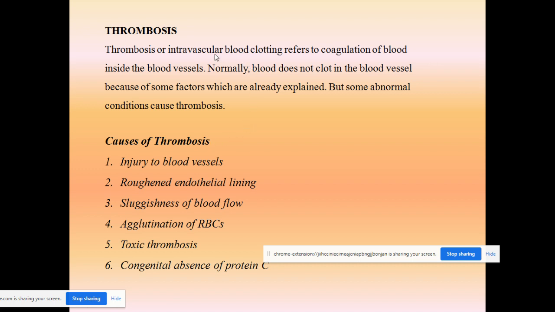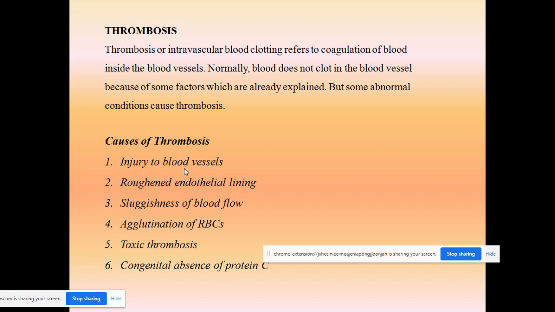Okay, thrombosis. What is thrombosis? Thrombus is a clot. Thrombosis or intravascular blood clotting refers to the coagulation of the blood inside the blood vessel. That is, a clot forming inside the blood vessel, where there is no healthy endothelium. Normally blood does not clot in the blood vessel. It will happen only in the walls, the endothelium.